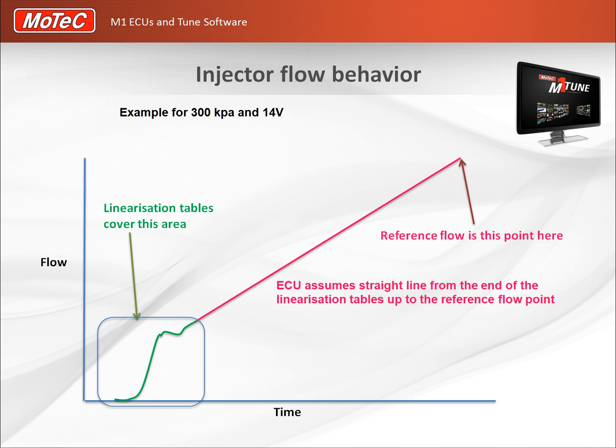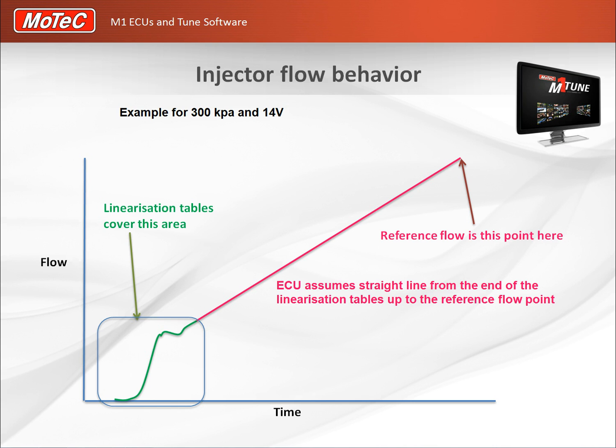Alright, so here's a graph to help you understand what each of those parameters refer to. This is an example for a single pressure and a single voltage. For 300 kPa and 14 volts, this is a flow representation of the injector over time. At the lower opening times of almost all injectors, right down the bottom, somewhere around the 1 to 2 millisecond mark, most injectors will actually be non-linear. There are times where you open them for a longer period of time and they actually flow the same or less.